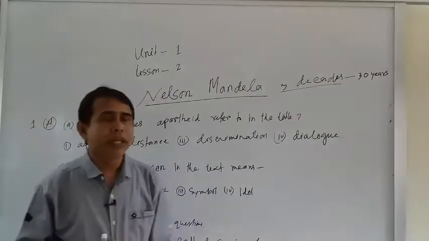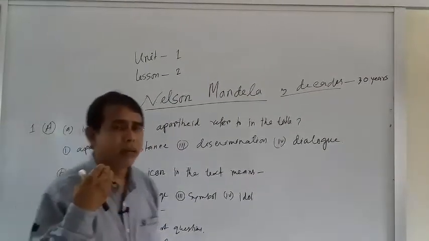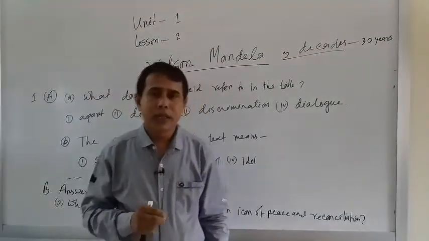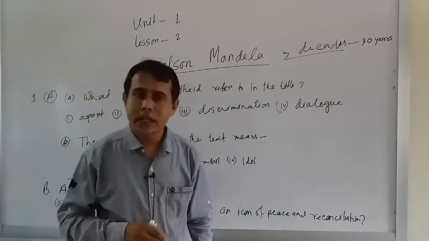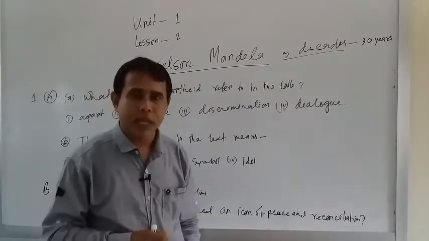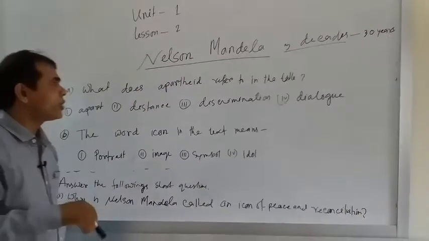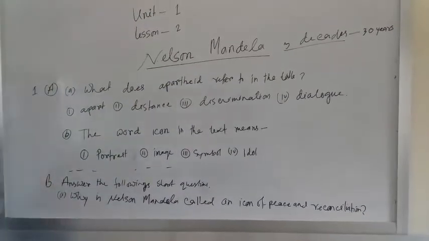He wanted to establish the rights of the black people of South Africa. It was possible after 30 years. He was elected South Africa's first black president, and also won a Nobel Peace Prize. By reading this text, we will be able to answer some questions.